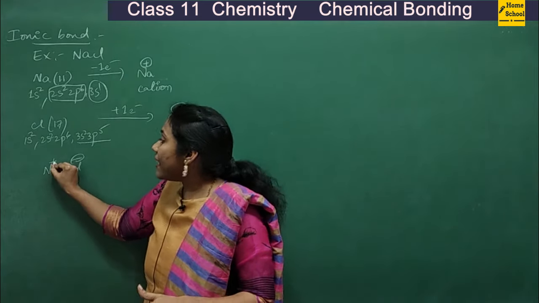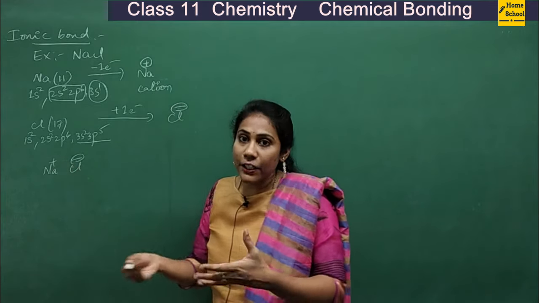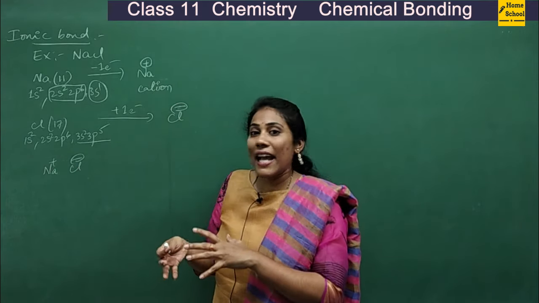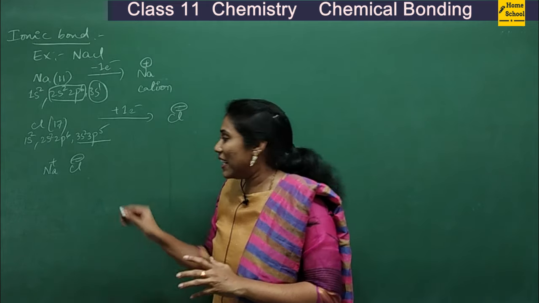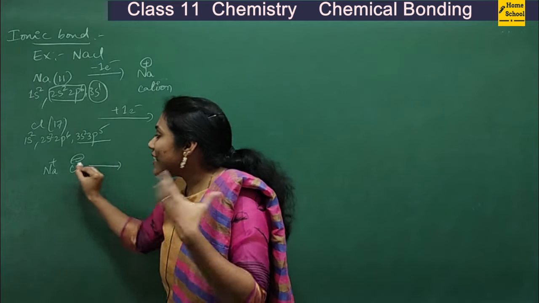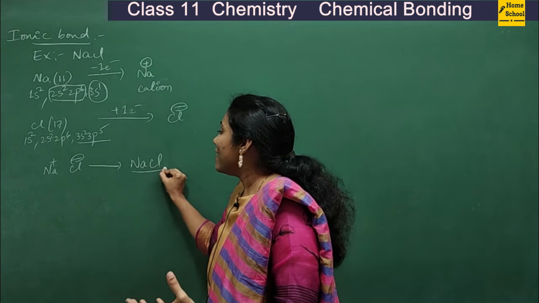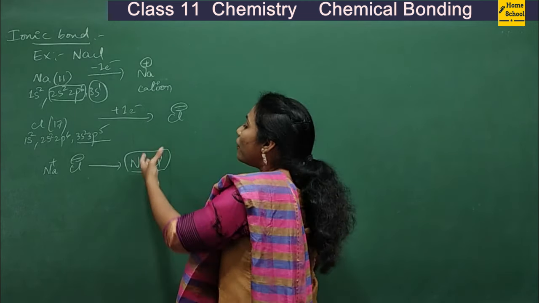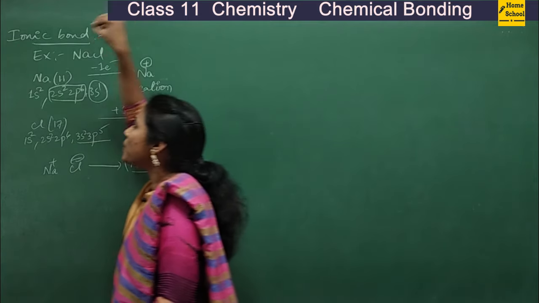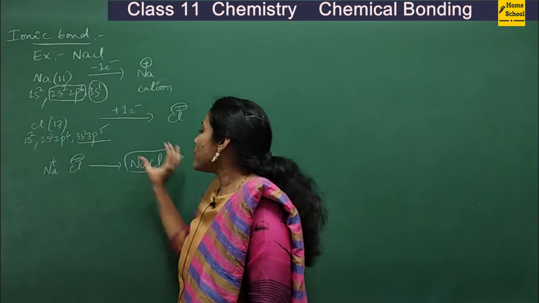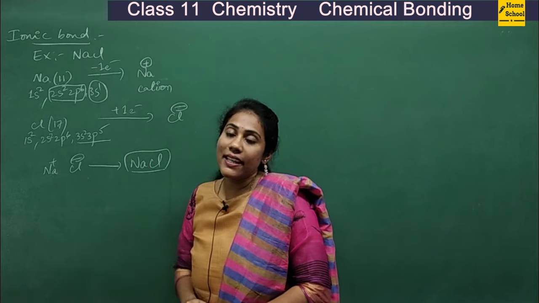You see, this guy has a positive charge and this one has a negative charge. So there is always an attraction between positive and negative charge, right? So they both will stay together and it will stay as NaCl. Okay, so this is a new compound which is very much different from sodium and Cl. So this is how NaCl is formed.